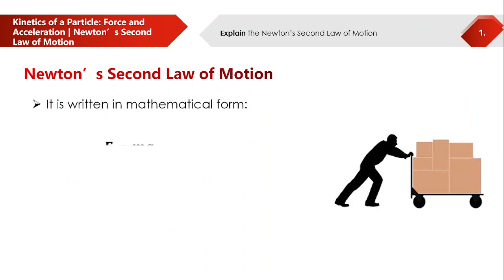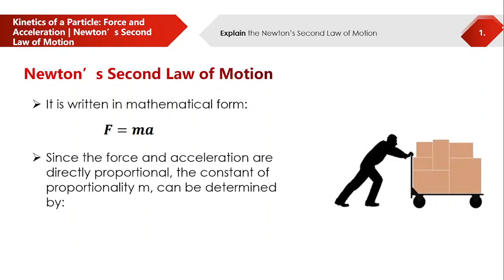So it's written in mathematical form: force is equal to mass times acceleration. And so you can also observe that force is directly proportional to the acceleration. So kung malakas yung force na in-apply mo, then you probably change its acceleration. Since the force and acceleration are directly proportional, the constant of proportionality m can be determined simply as F over A. Ganun lang kasimple para makuha mo yung mass ng object na pinupush mo.